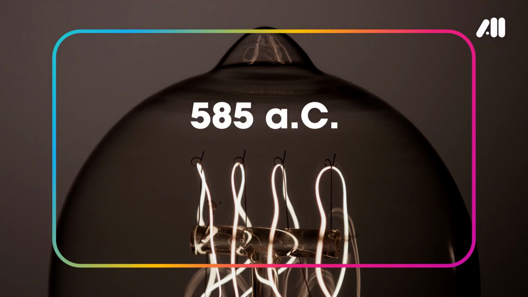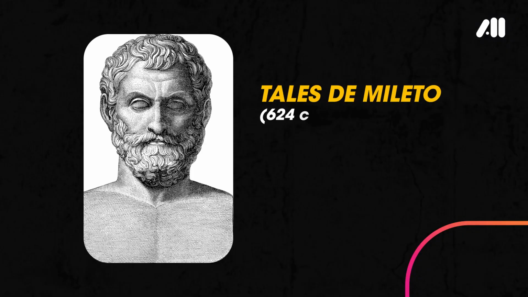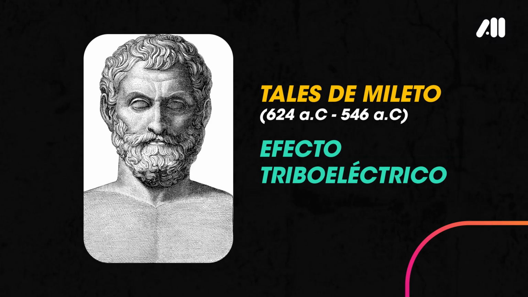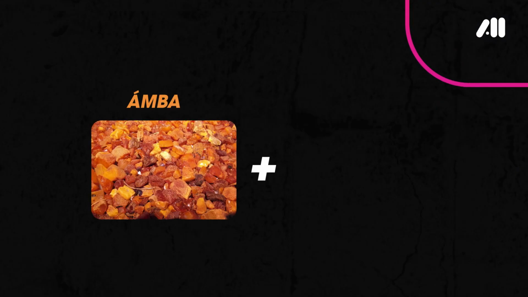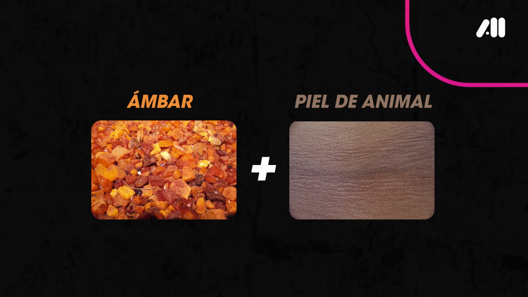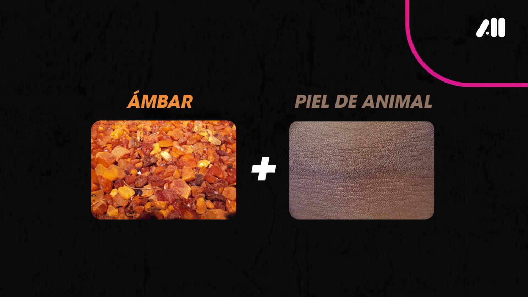It was then that the Greek philosopher Thales of Miletus observed the triboelectric effect in a piece of amber. This effect explains that by rubbing one object with another, static electricity appears. In the case of Thales of Miletus, he discovered it by rubbing amber with animal skin. He could perceive how the amber became charged with static electricity and then began to attract feathers, hair, and other lightweight objects.